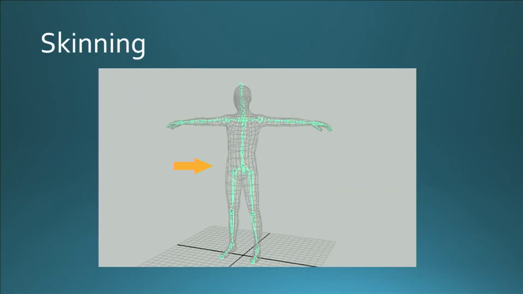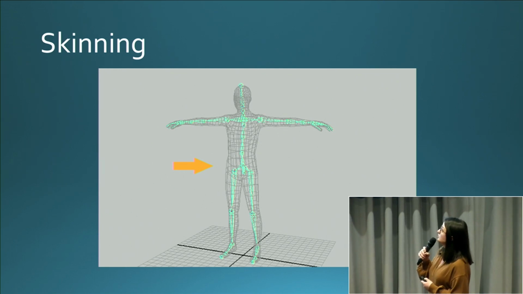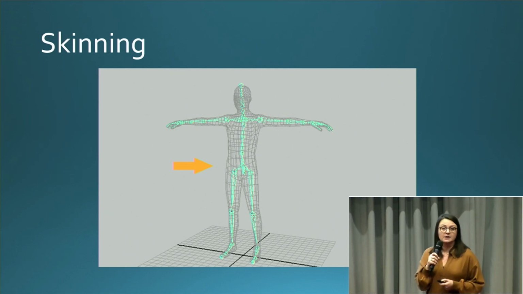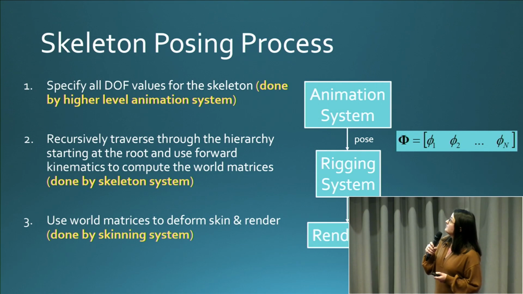Here's a closer look at the skeleton hierarchy and the polygonal mesh surrounding it. As I described, as you move one of the bones, the vertices in the mesh move along, and this process is called skinning, and skinning is an important industrial but also research problem.